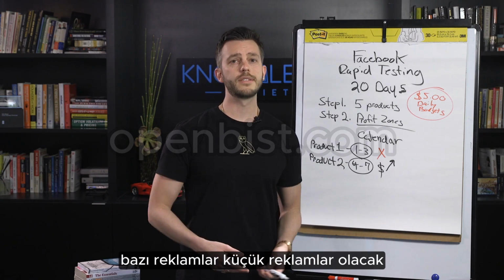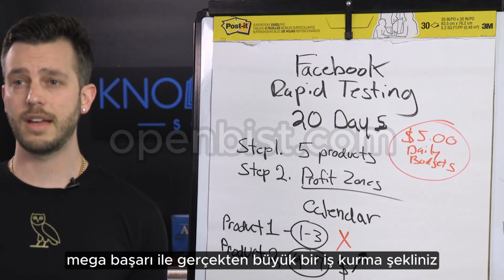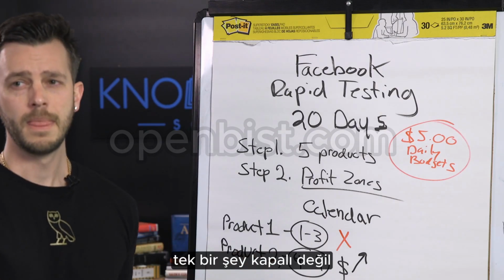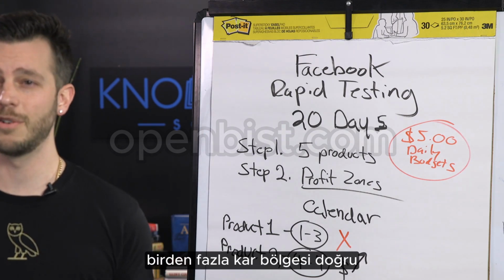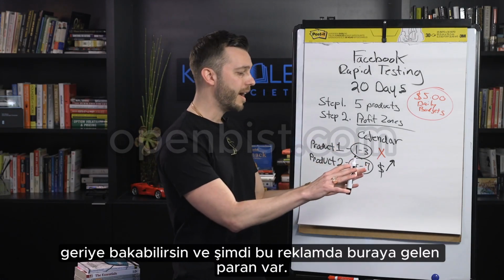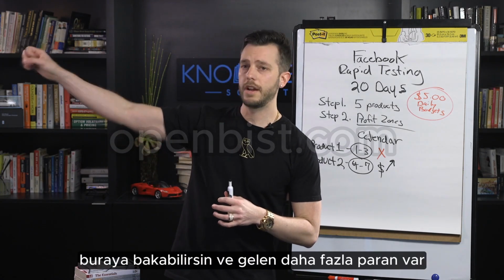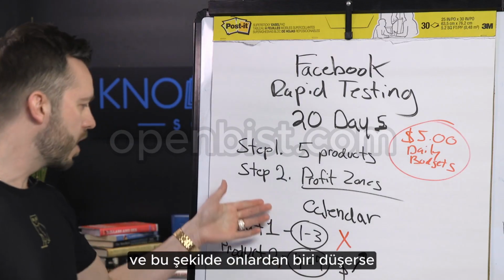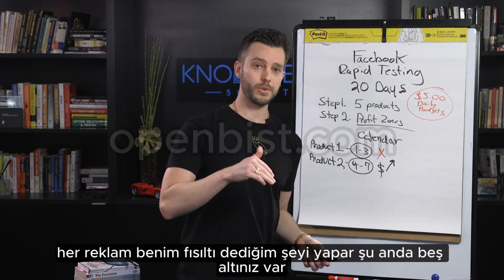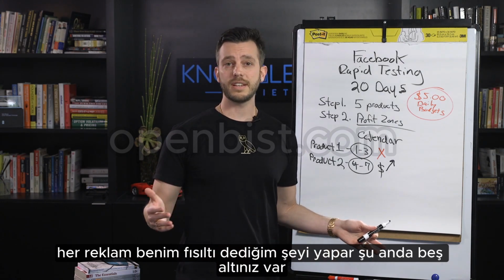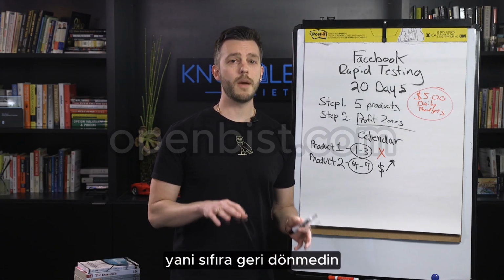Some ads will be small ads, some will be big ads. The way that you build a really big business with mega success isn't off one single thing. It's about diversifying, having multiple streams of income, multiple profit zones, right? And in the end, you can look back and now you've got money coming in on this ad, money coming in on this ad right here. You can look over here and you've got more money coming in. And that way, if one of them ever falls off, because eventually every ad does what I call fizzles, now you've got 5, 6, 7, 8, 9, 10 different ads still making money for you, right? So you're not back at zero.